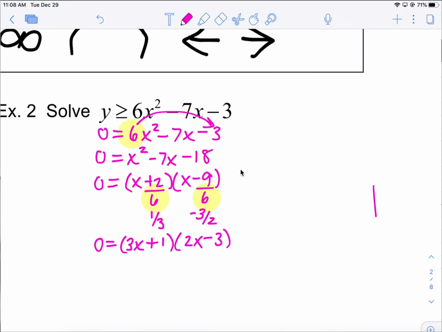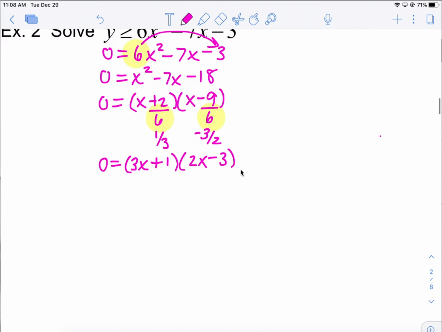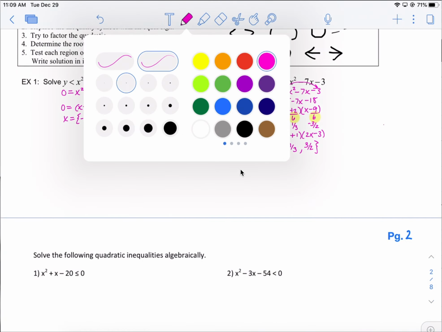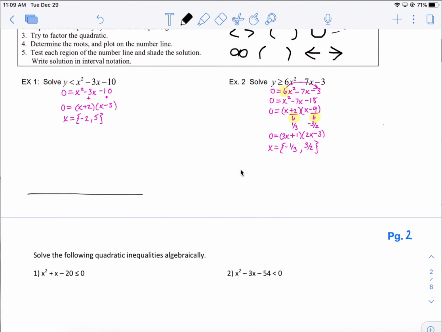It also helps in writing your solutions because we know that those pieces are going to be my answers. I just have to change the signs. So the 1/3 becomes negative, the 3/2 becomes positive. Okay. All right, if you need to pause that, write it down, that's fine. I'm going to go ahead and get my number line set up while you do that so that we can graph them.